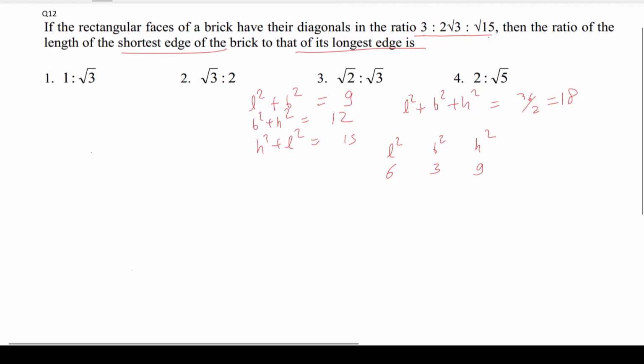Now we need to find the ratio of B is to H. That will be root 3 and root 9. That will be 1 is to root 3. So this is the answer.